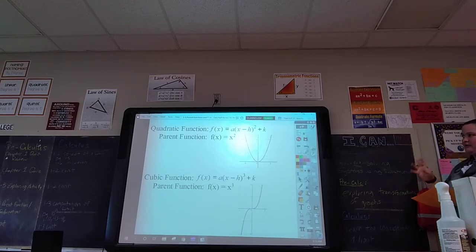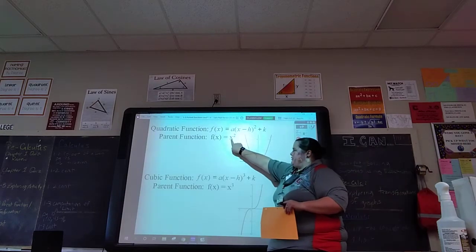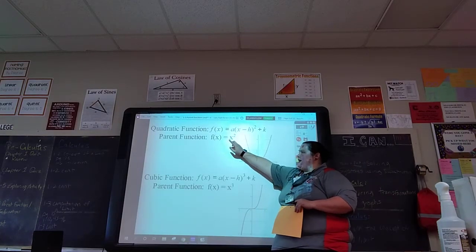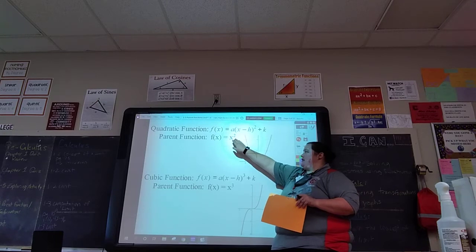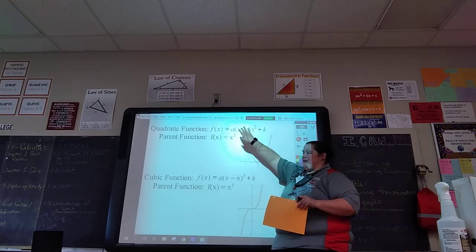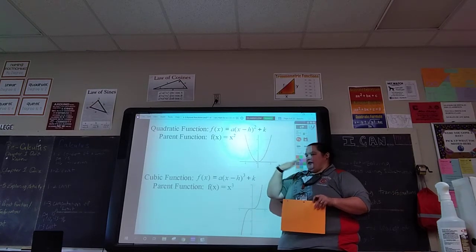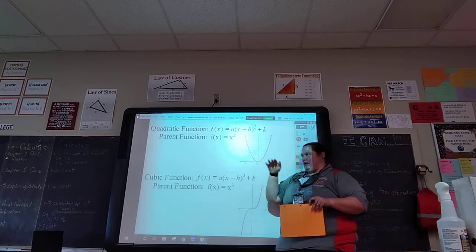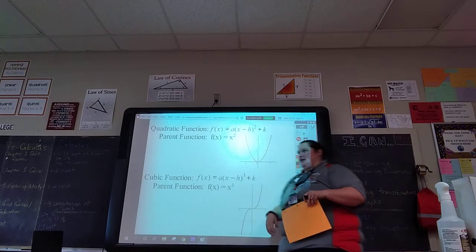The reason why we identify the parent function is because this is the most basic, simplest form of this family of functions. Then when we put numbers in and around the x squared, that's what makes the graph transform. It makes it move left, right, up and down, change slope, different things like that.